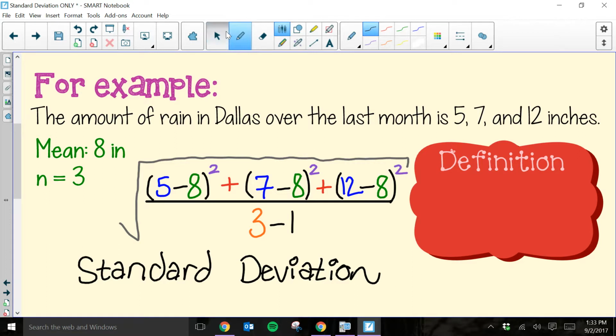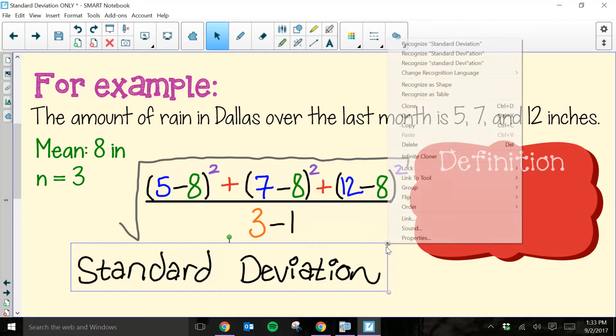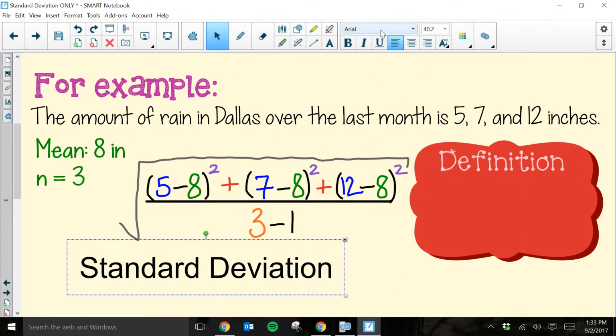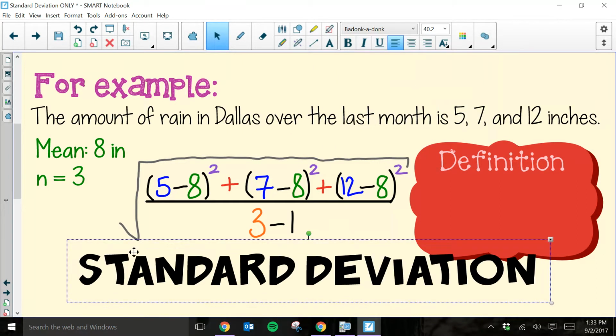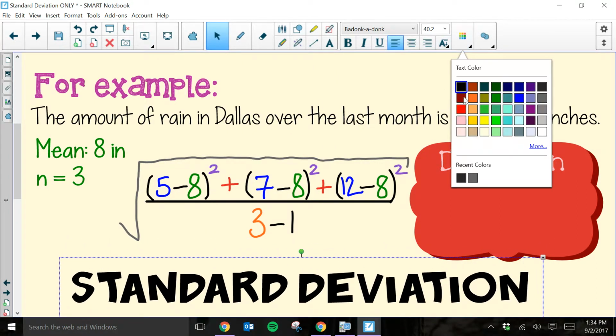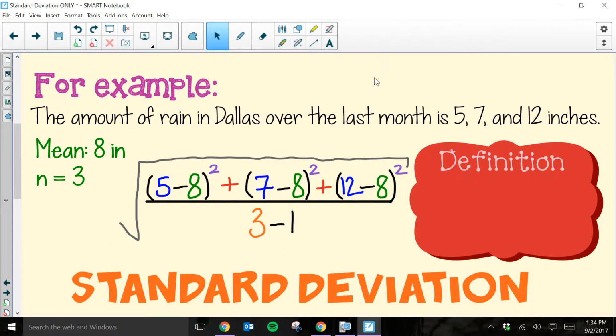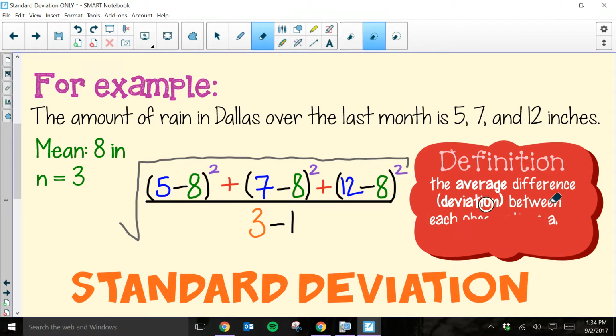And I don't know about you, but that handwriting looks atrocious. So let's just fix the spread on up. Much better, standard deviation, and let's give it the happiness it deserves. Look at that, standard deviation, beautiful. And its definition, or her, is the average, because that's what we did, difference is what we found, or deviations, between each observation and the mean. Much, much easier.